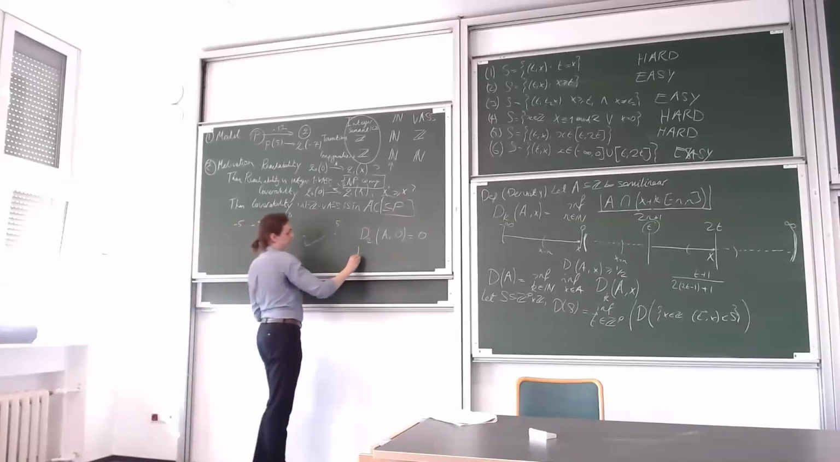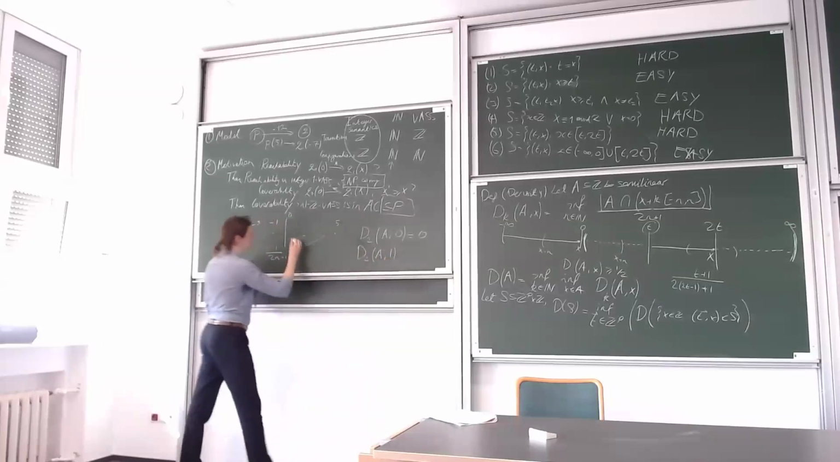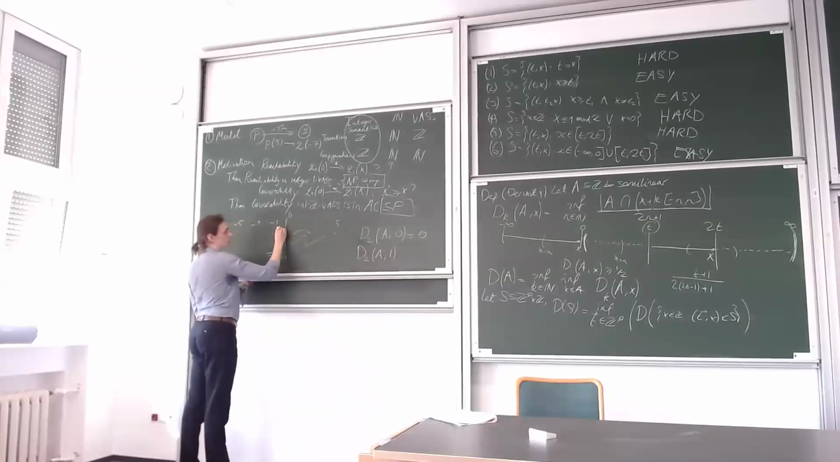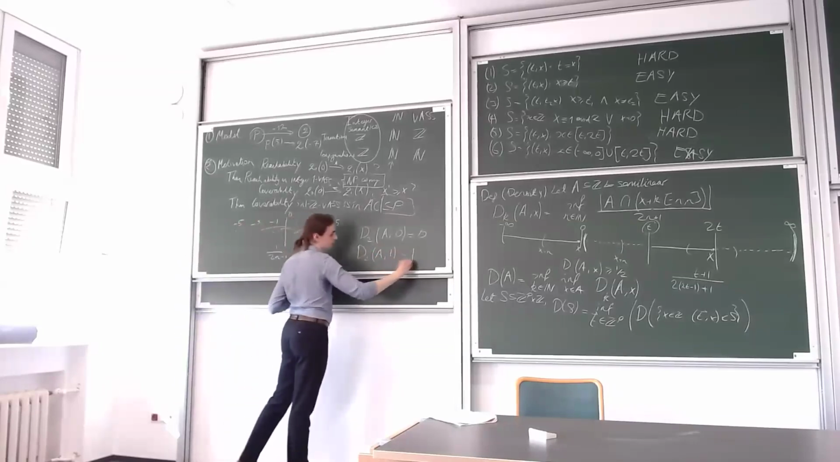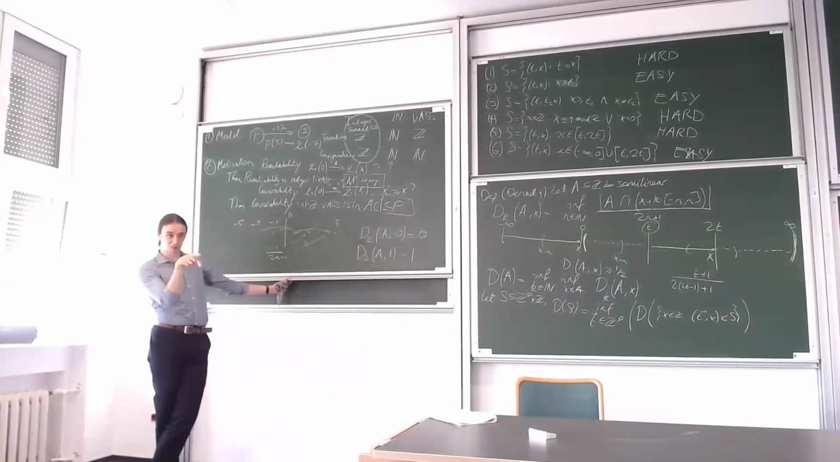But then if I look at density at any odd number, for example, if I start here and look at points that are 2 apart in an interval, then I'll hit everything, so the density will be 1. Does that make sense? Does that help?